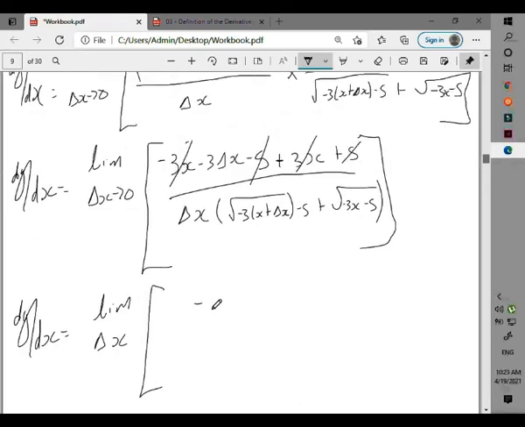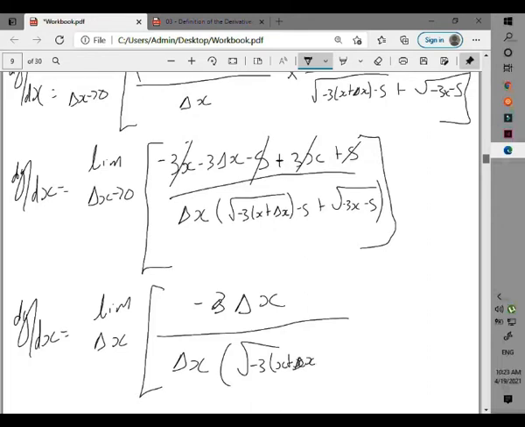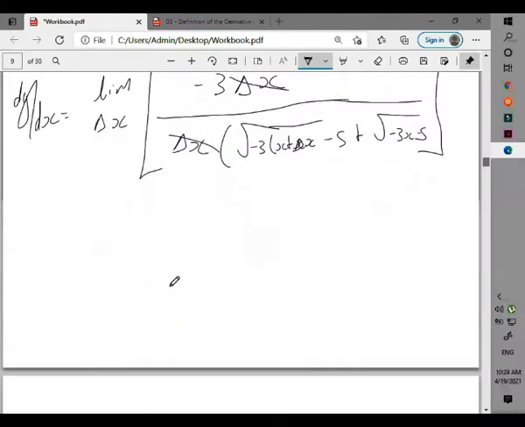So this is minus 3 delta x, all being divided by delta x, in bracket the root of minus 3, open bracket x plus delta x, minus 5 plus the root of minus 3x minus 5. The delta x tells that bye-bye. So in my next line, what I'm left with is, I'm just going to start substituting the delta x is mapped onto 0.